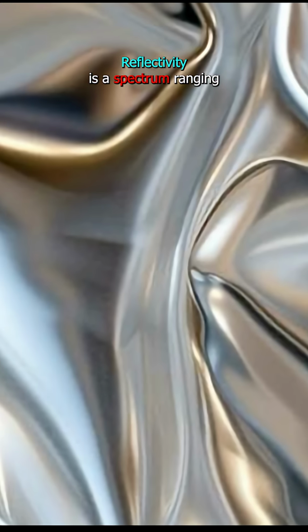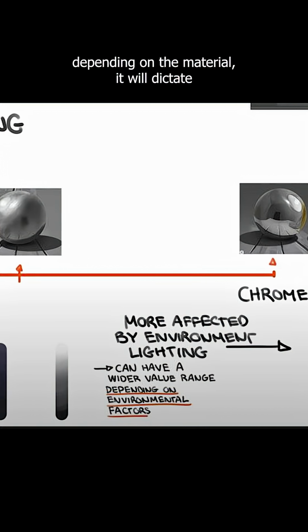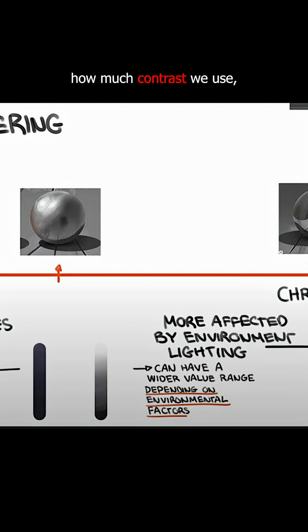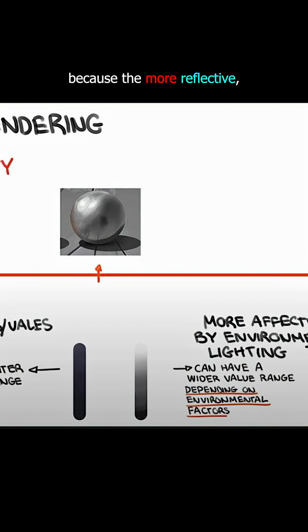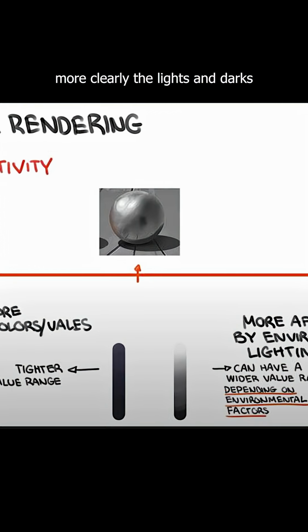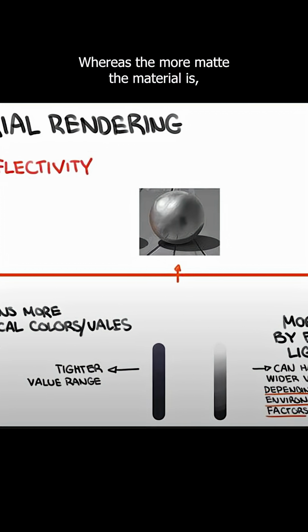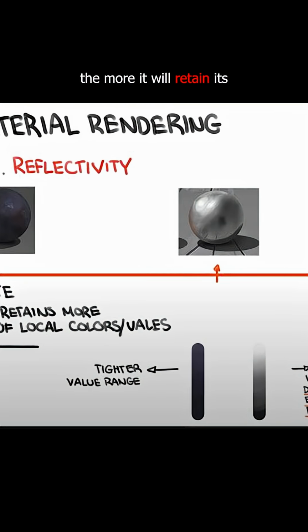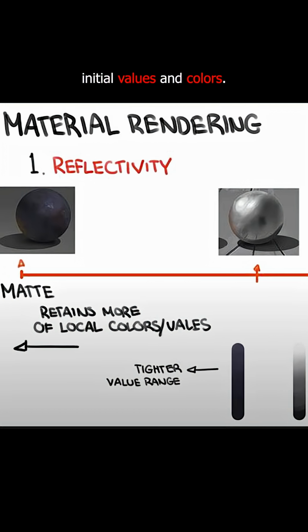Reflectivity is a spectrum ranging from chrome to matte, and depending on the material, it will dictate how much contrast we use, because the more reflective, the more clearly the lights and darks will bounce off of its surface, whereas the more matte the material is, the more it will retain its initial values and colors.